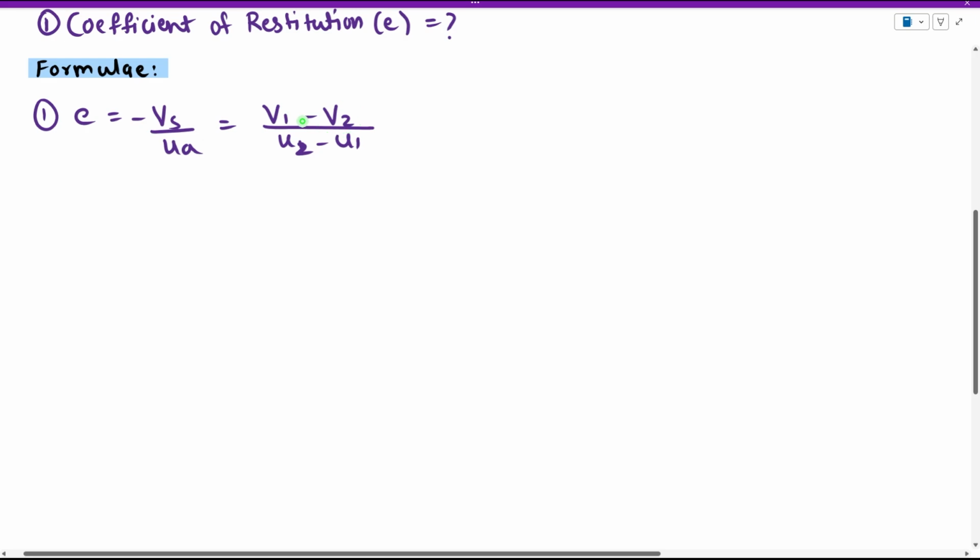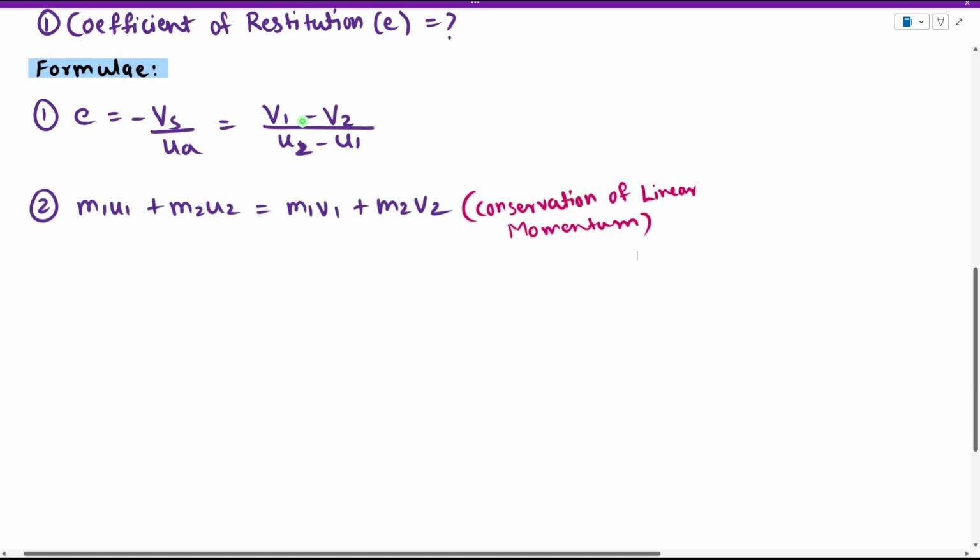That's not given to us, but we can calculate v2 by using the principle of conservation of linear momentum, which states that the initial momentum must be equal to the final momentum. So using this principle, we will find the value of v2 and then substitute it to find the desired coefficient of restitution. At this moment, the question is 90% done. All the deconstruction and the imagination of the question is done. All that is left is the solution part.